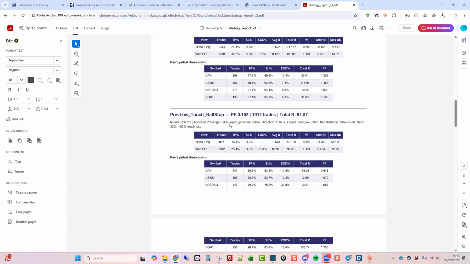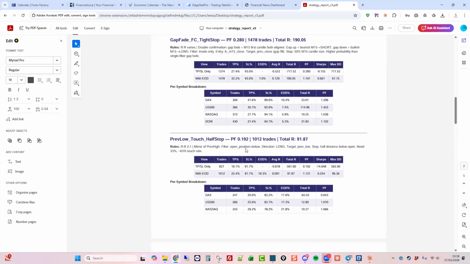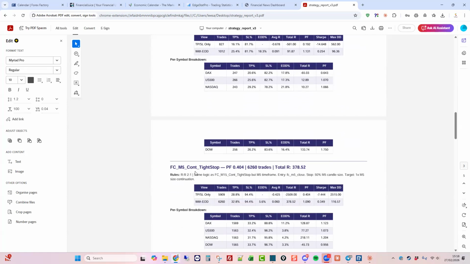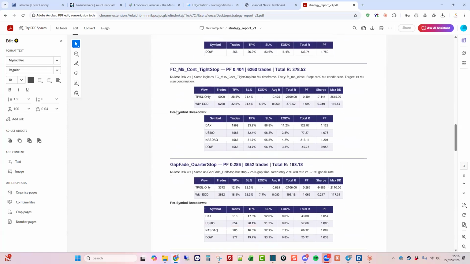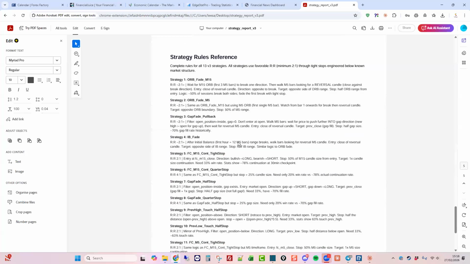Mirror of previous high is a previous low. I don't know what that means. Direction is long only because it's indices. Target is the previous low. Stop half the distance below the open. Logical. Again, I don't know what any of these mean because he's not given enough information, but he's come up with a load of positive strategies. Strategy rules reference. Oh, here you go.